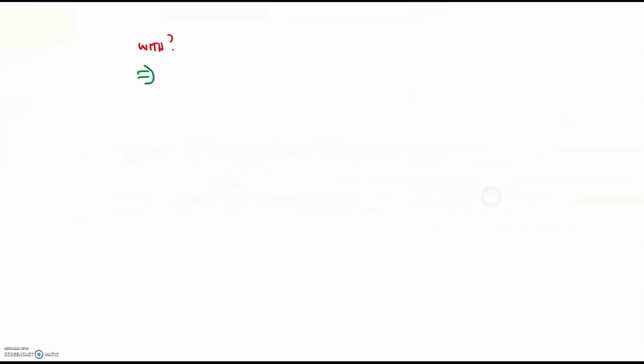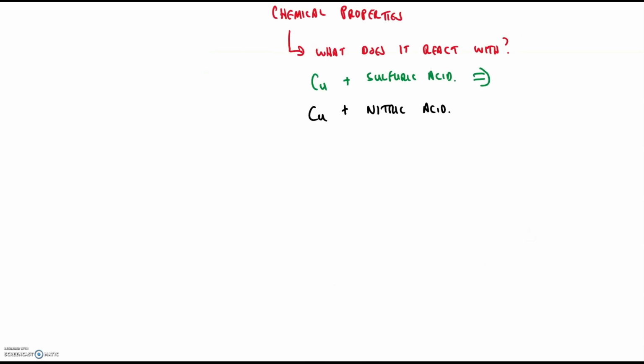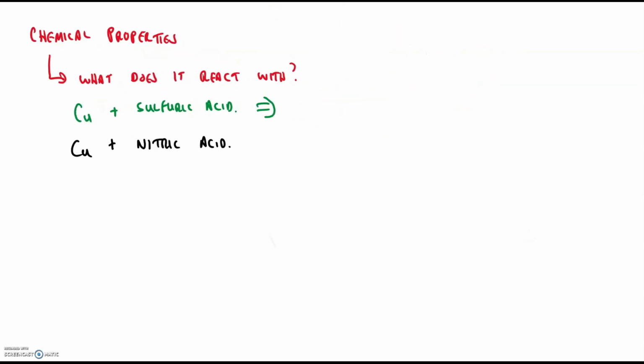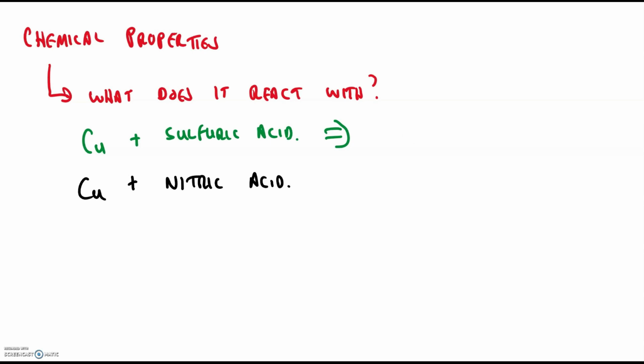Another way to describe matter is with what would be called chemical properties. For example, what does it react with? And we saw an example of copper reacting with sulfuric acid versus copper and nitric acid. Let's remember that when we reacted our copper and sulfuric acid, nothing happened. But when we reacted our copper and nitric acid, we got a massive reaction.